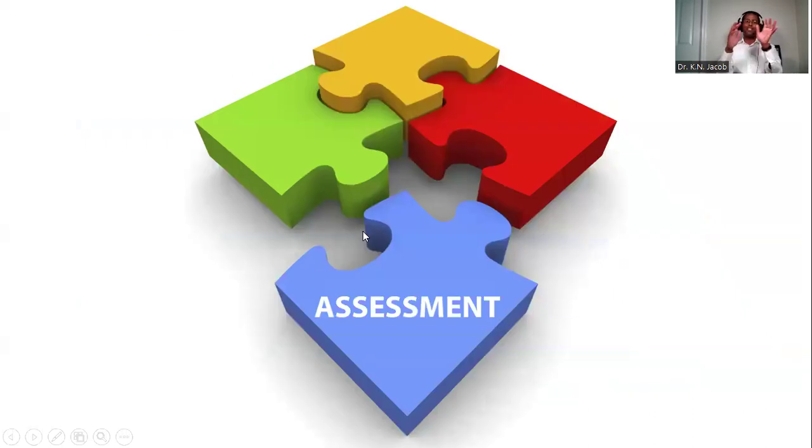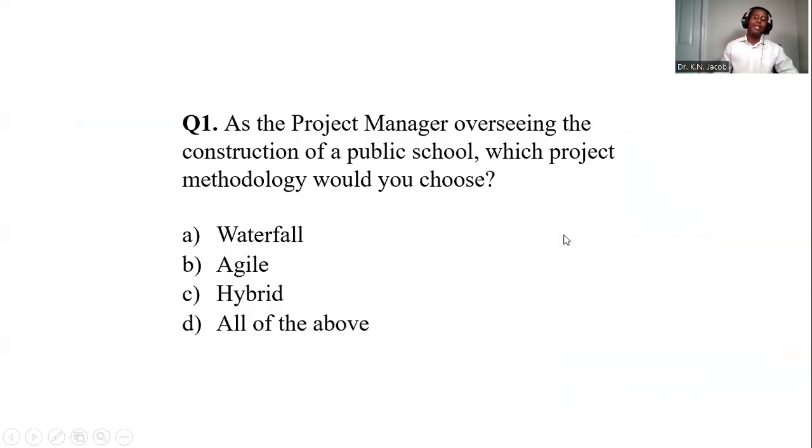Now let's do a quick assessment just to check whether we have understood, whether we have grasped the concept. So let me give you 5 questions. Let's just do a quick assessment of what we have learned. 5 questions. Question 1. As a project manager overseeing the construction of a public school, which project methodology would you choose? A, waterfall, B, agile, C, hybrid, D, all of the above.